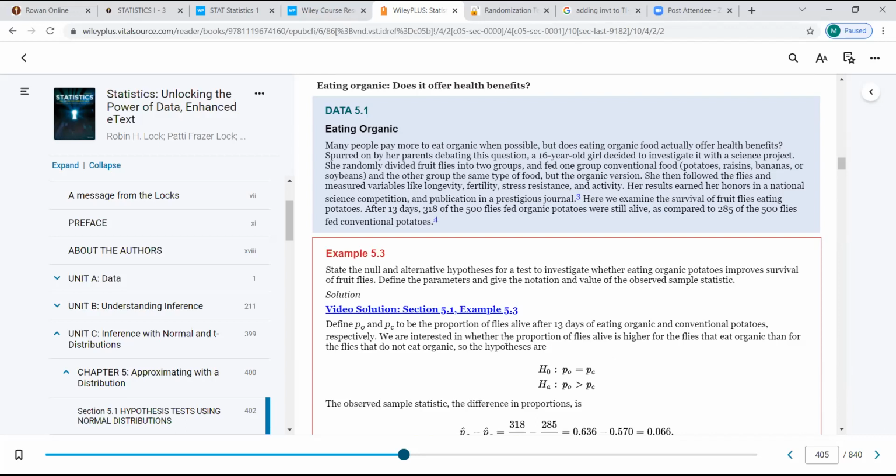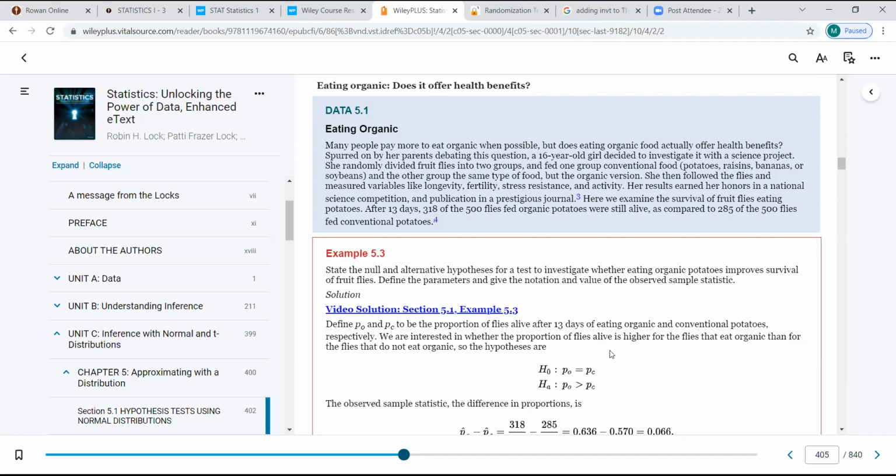It says define P0 and PC. So P0 would be the organic group, the proportion eating organic. That's group 1. And then group 2 would be PC, representing conventional potatoes. All right, so that's the notation they're using. And it says here, we're interested in whether the proportion of flies alive is higher for the flies that eat organic than for the flies that don't eat organic. So this is the null and alternative hypothesis.